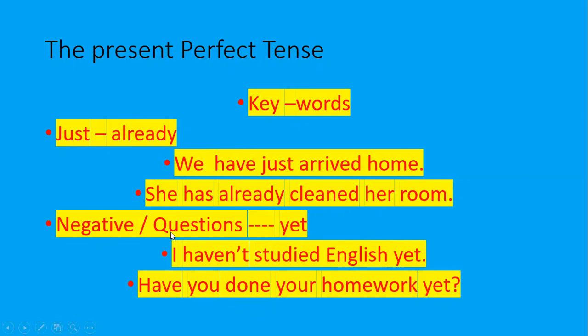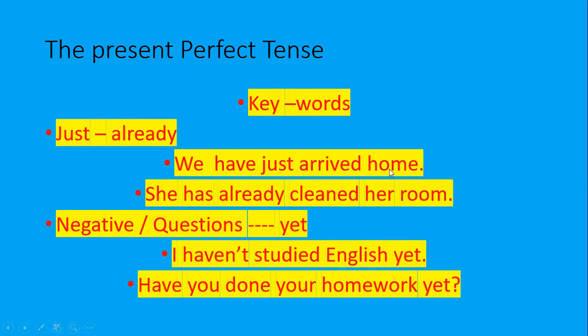For the negative and the questions, we use yet. Like, I haven't studied English yet. And yet usually comes at the end of the negative sentence or the question. So we put yet at the end. I haven't studied English yet. Have you done your homework yet? So for the first two sentences, if I ask you to use yet, you must say it like that.